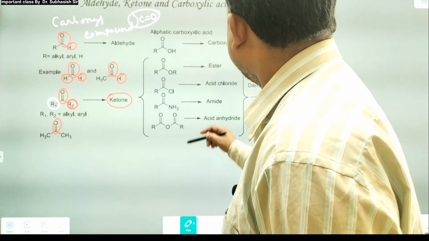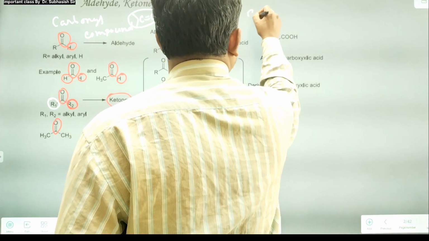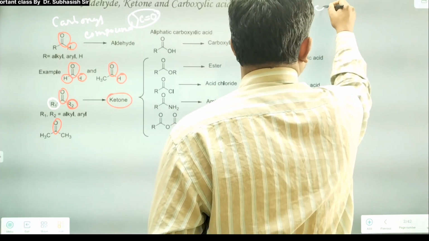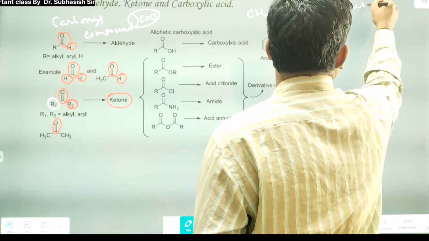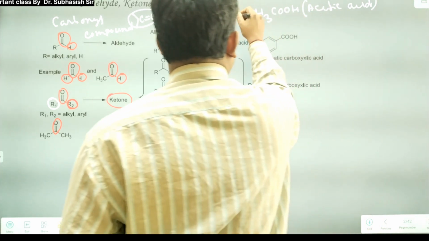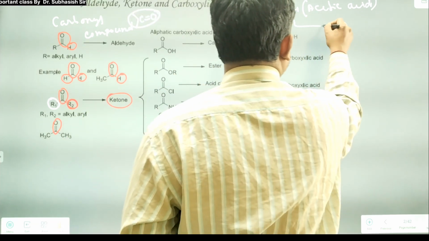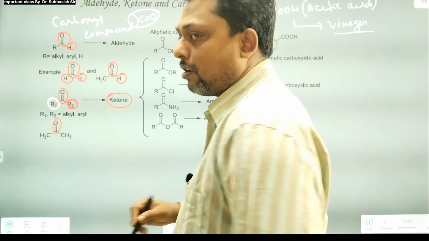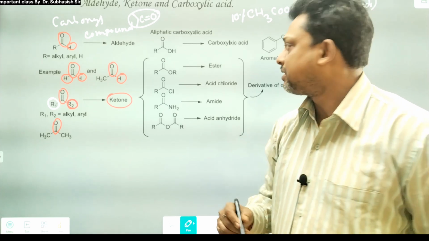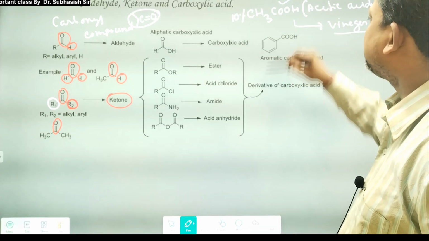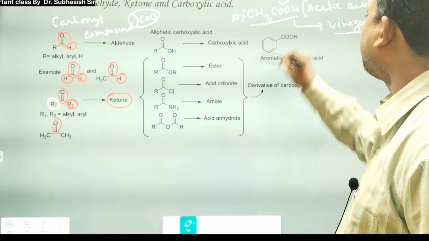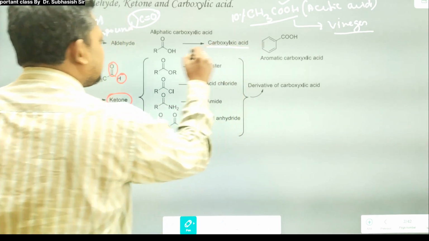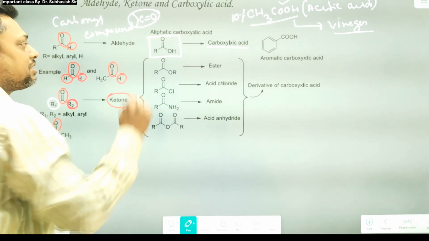For example, we know acetic acid, CH3COOH. So this is called acetic acid. And a 10% solution of this acetic acid is called vinegar, which we can also eat. Also it is used for marination and other purposes. So we can tell that this acetic acid is not harmful because this is an organic acid. This carboxylic acid has the general formula RCOOH.